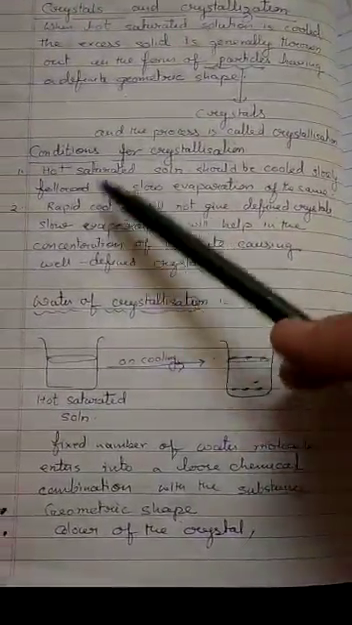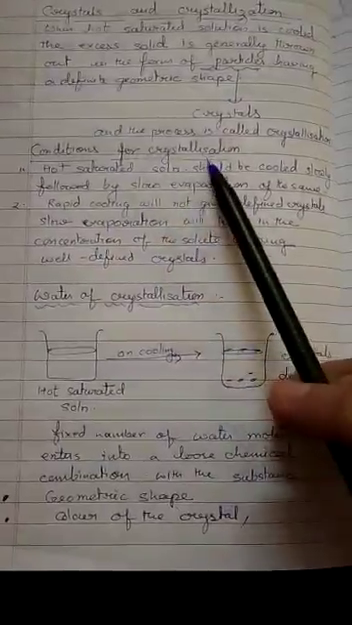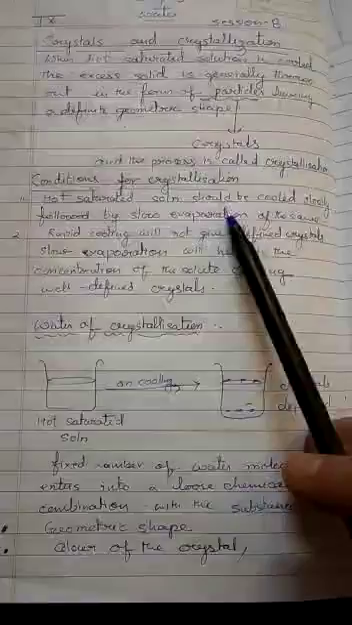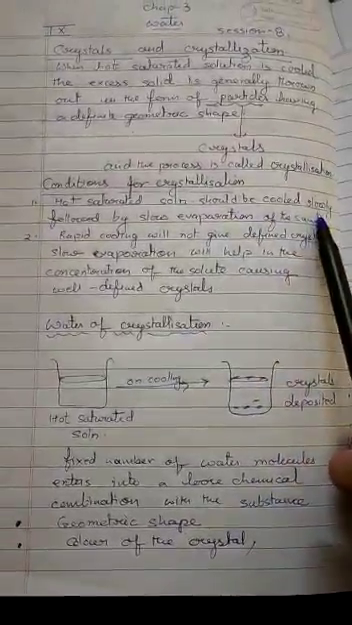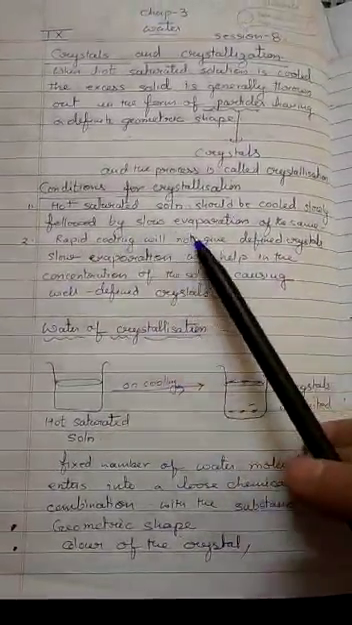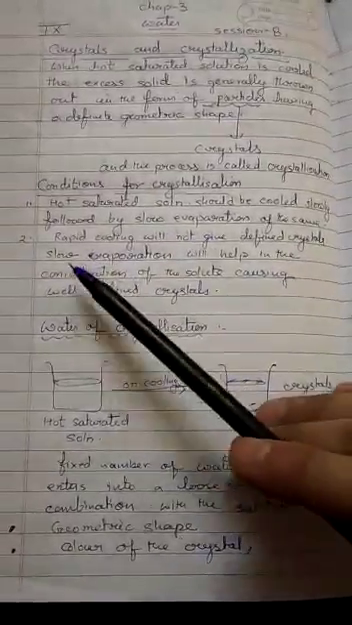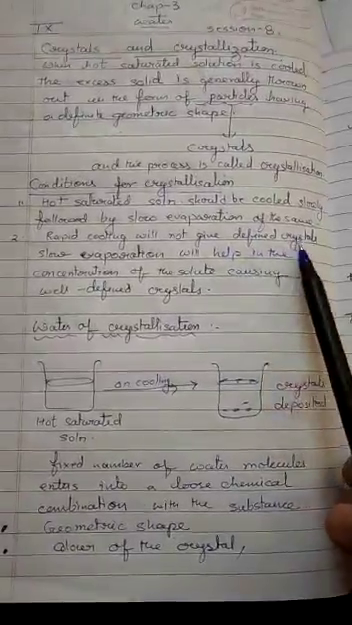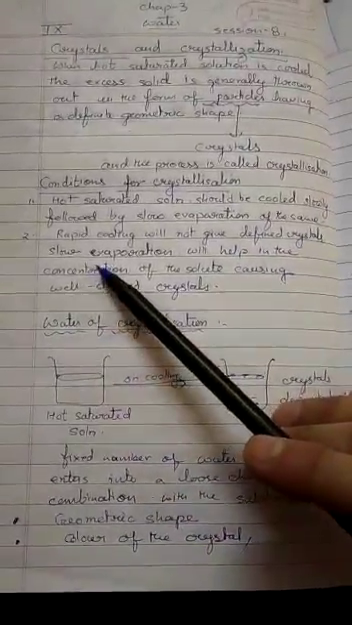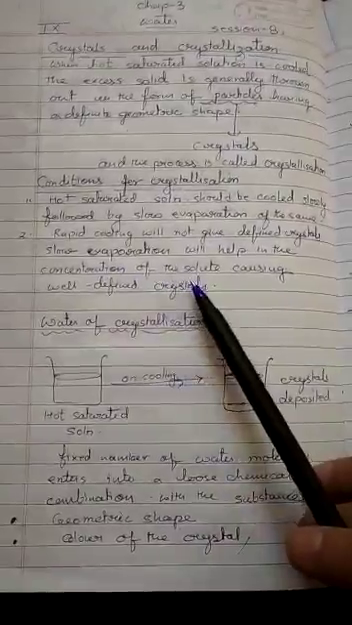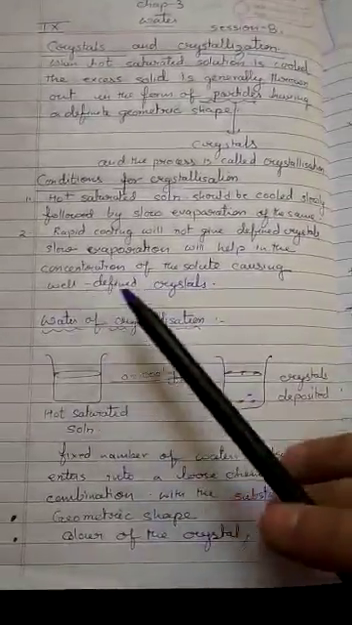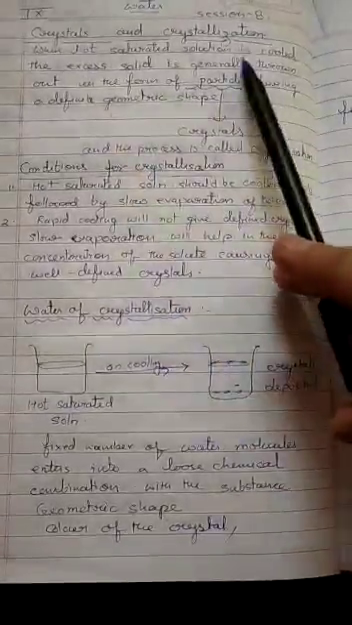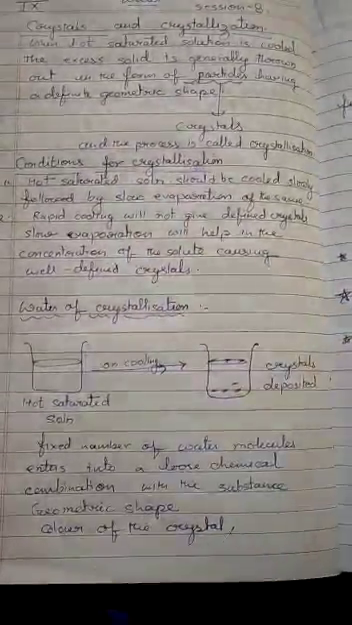Now there are two conditions for crystallization. First, when a hot saturated solution is cooled, it should be cooled slowly and followed by slow evaporation. Second, if we do rapid cooling, then we will not get definite crystals. Slow evaporation will help in the concentration of solute, causing well-defined crystals. So this is about crystals, crystallization, and the conditions for crystallization.